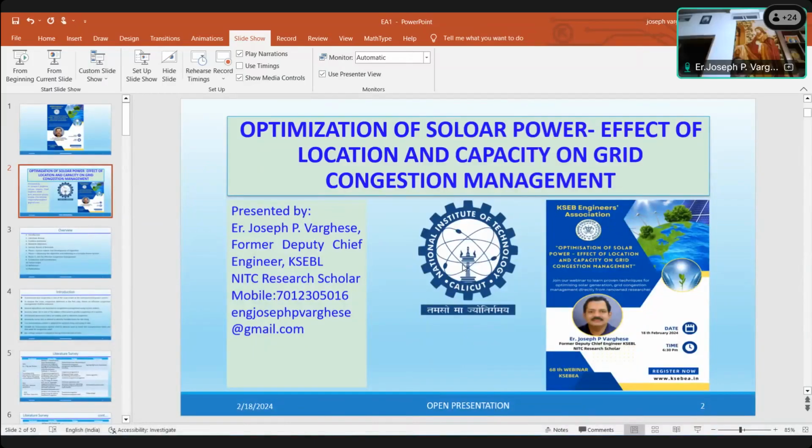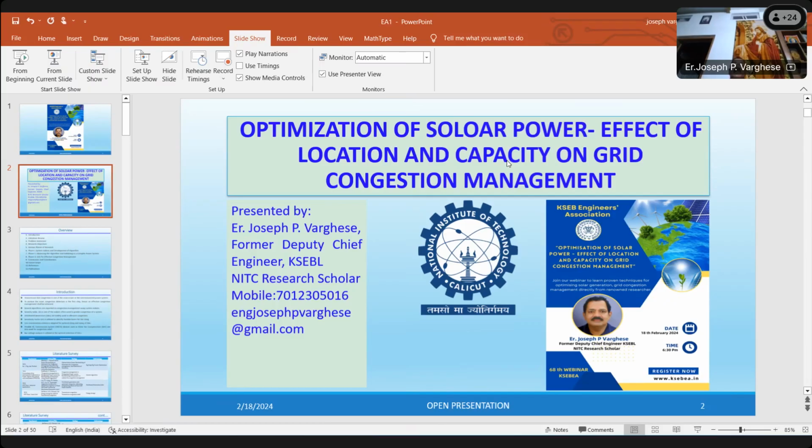Topic. Actually, my topic is optimization of solar power and the effect of location and capacity on grid congestion management. Here, optimization stands for minimization of the system losses and minimization of severity index of the system by optimally locating solar power generators, or we can call them distributed generators.